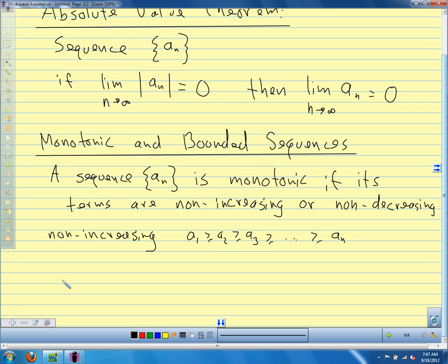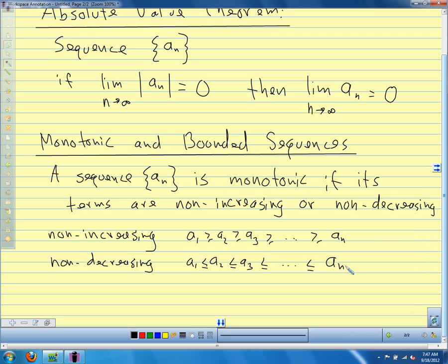And non-decreasing means that a sub 1 is less than or equal to a sub 2, less than or equal to a sub 3, less than or equal to ... less than or equal to a sub n. So it's non-decreasing, the terms are either constant or each one is greater than the previous one.